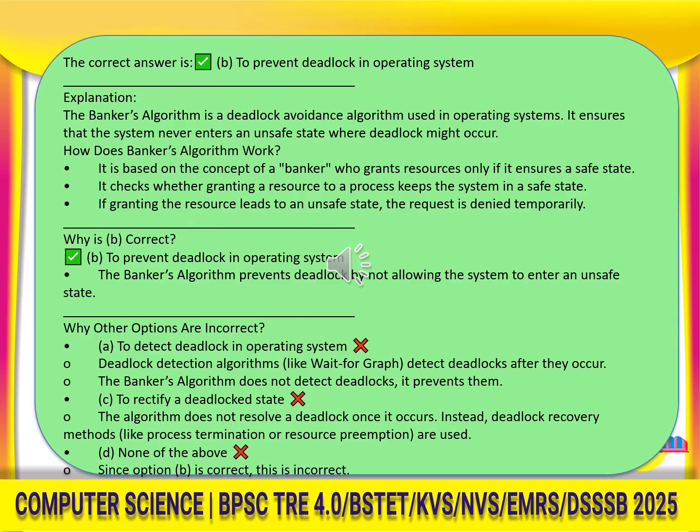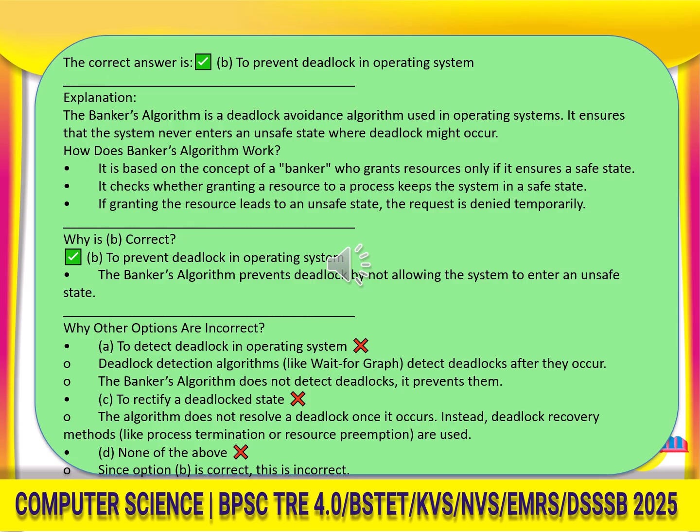Why is B correct? B. To prevent deadlock in operating system. The Banker's algorithm prevents deadlock by not allowing the system to enter an unsafe state. Why other options are incorrect? A. To detect deadlock in operating system. Incorrect. Deadlock detection algorithms, like wait-for graph, detect deadlocks after they occur. The Banker's algorithm does not detect deadlocks.